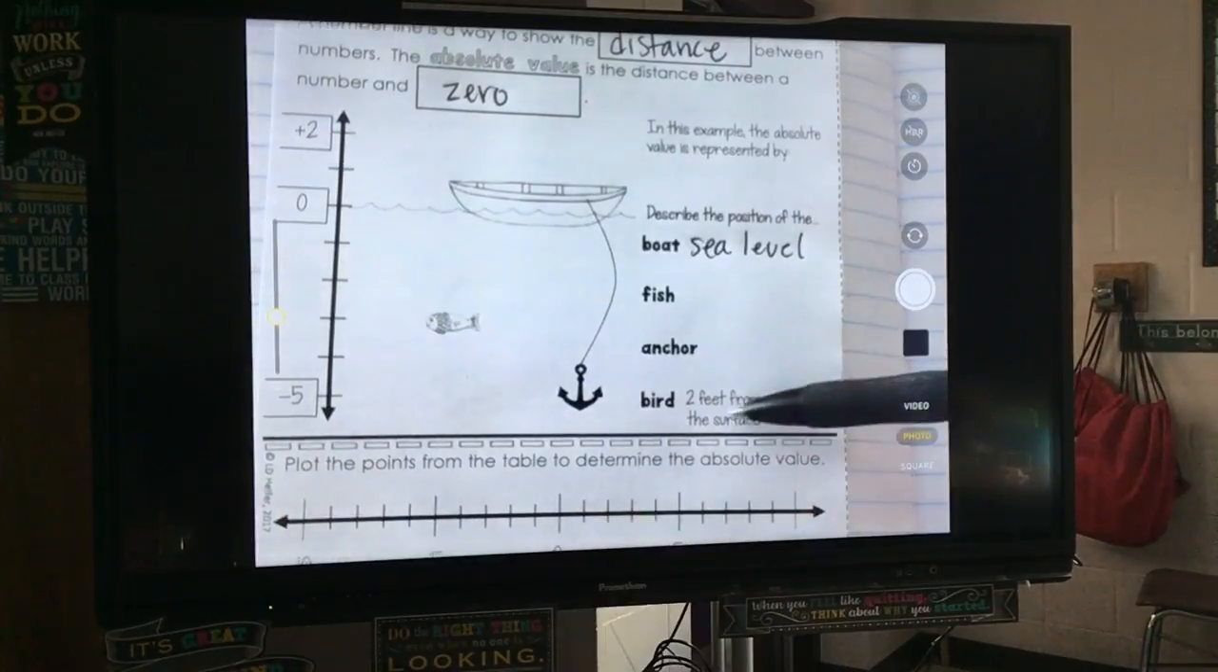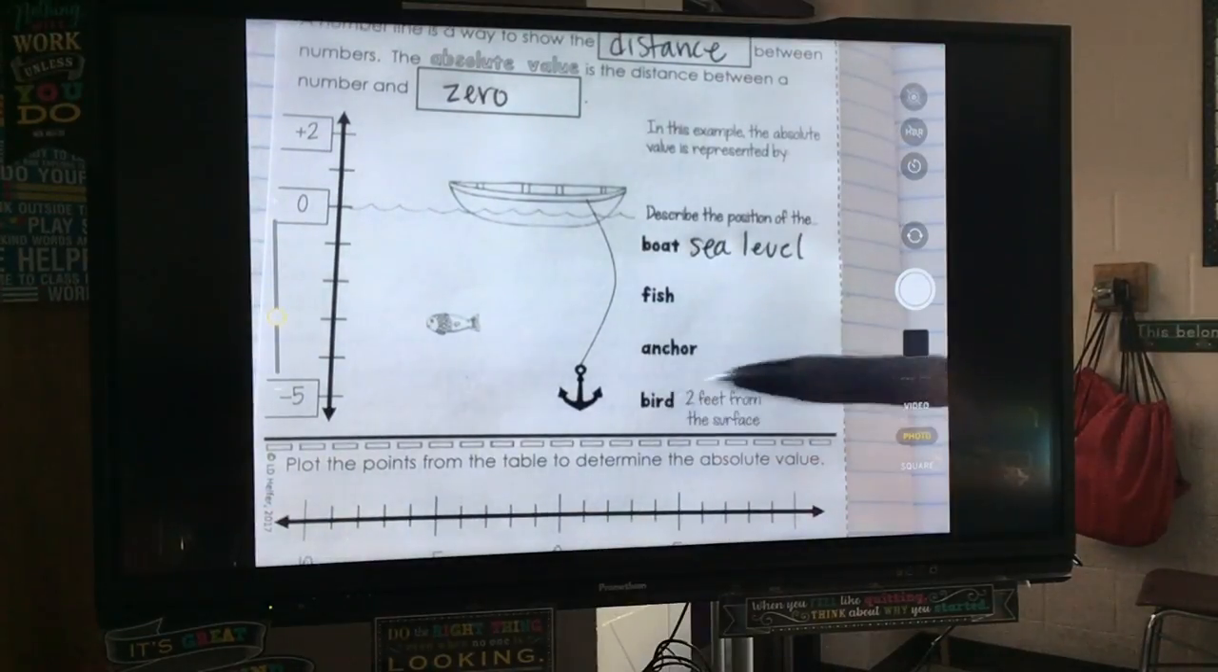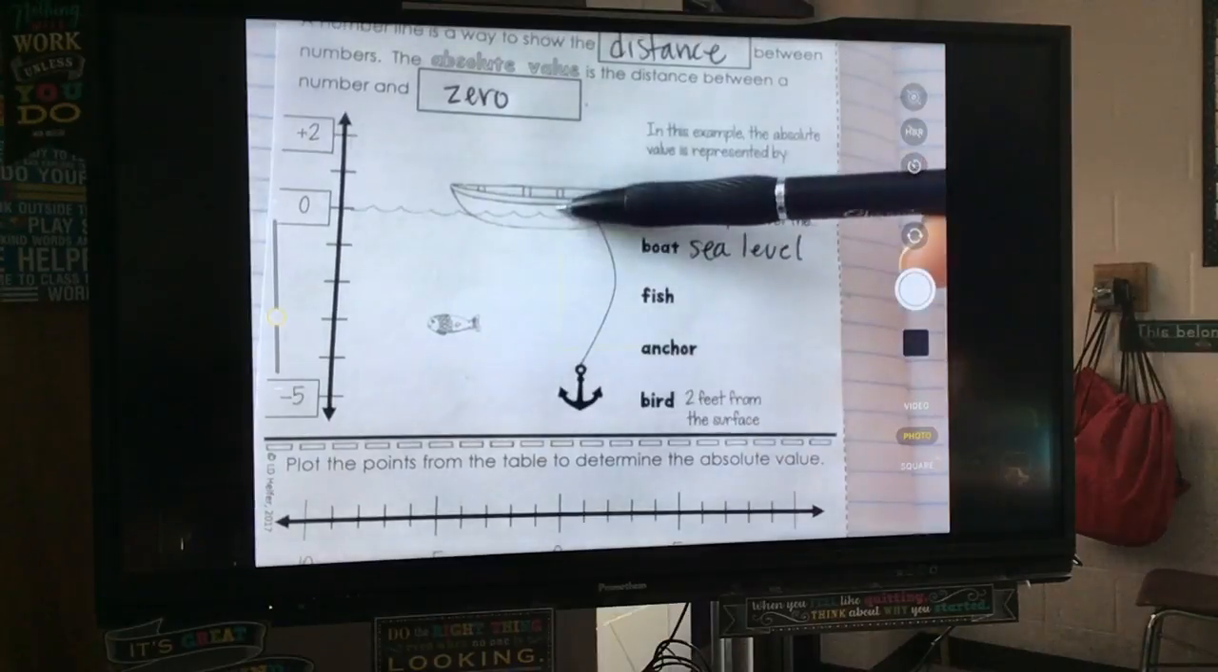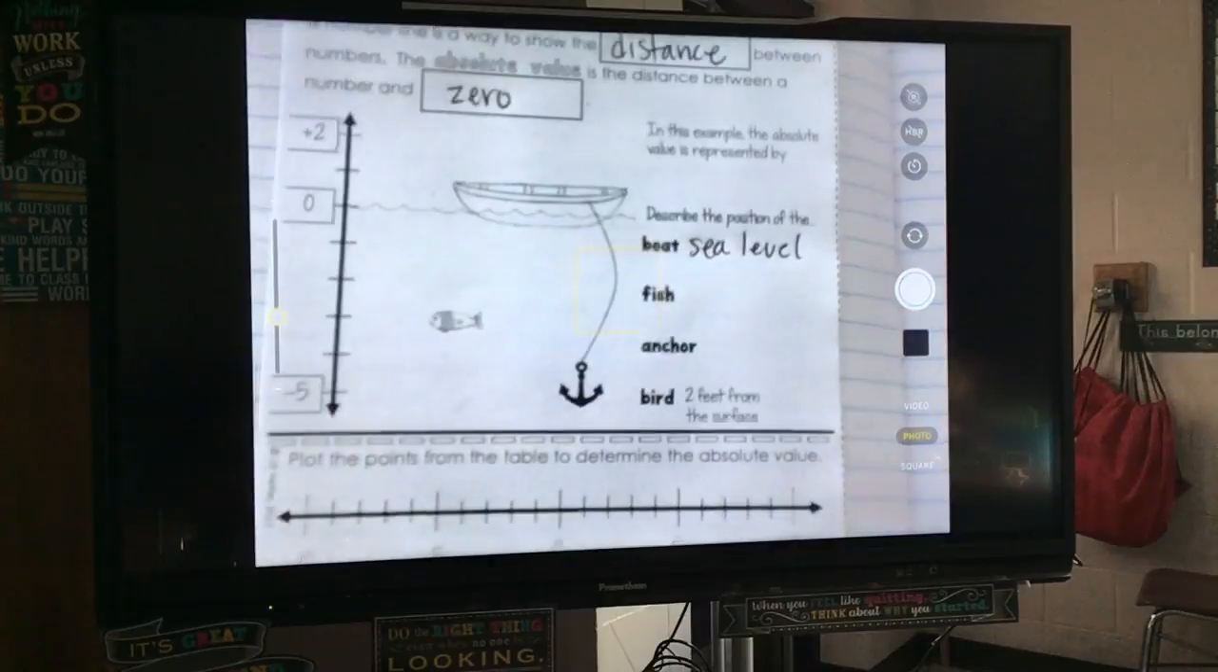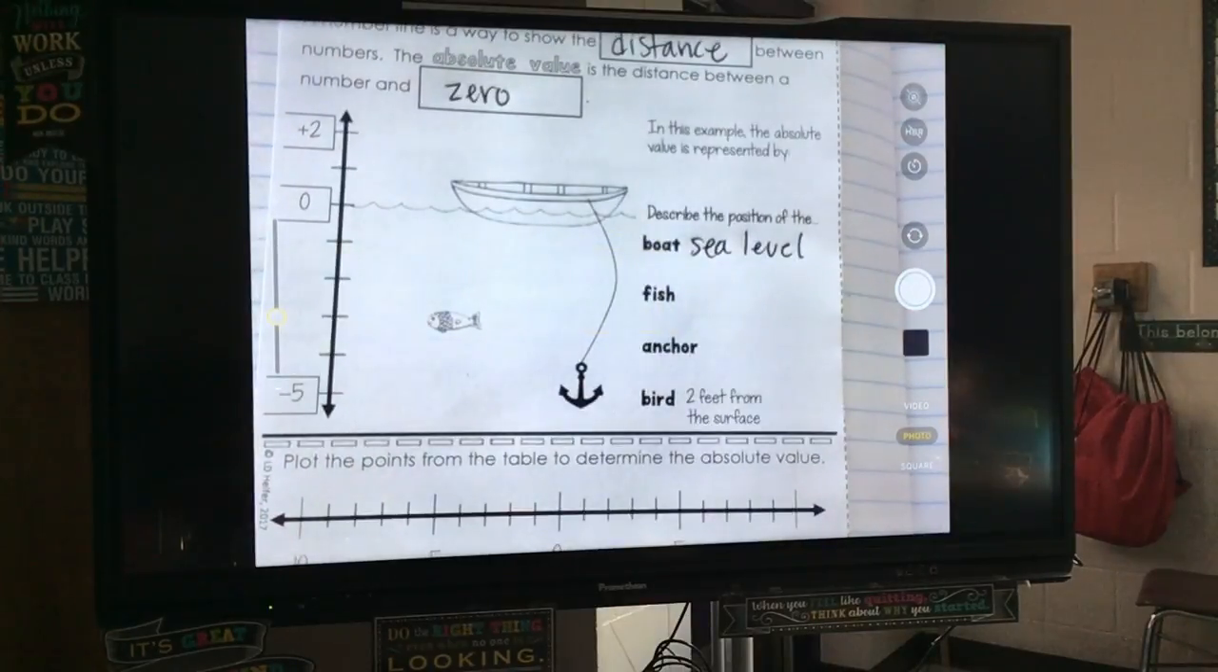All right, and I'm going to drop down to where it says the bird. So it says 2 feet from the surface. So the bird is up here somewhere, maybe where the box would be. But we wouldn't say it's +2. That wouldn't make a lot of sense, would it? It's 2 above sea level, or just in general, it's 2.